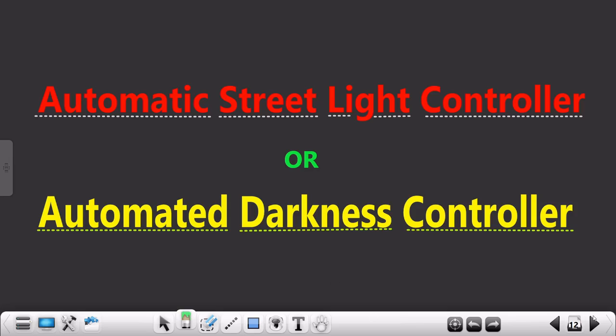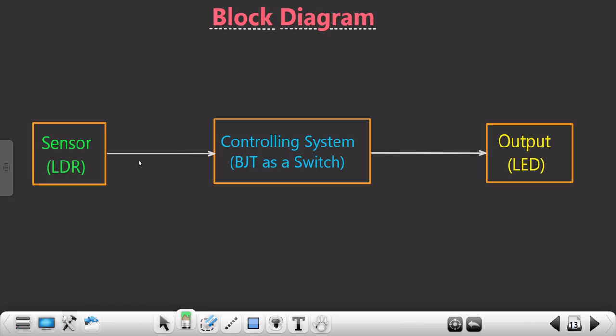So moving further, this is the block diagram of our project, that is a sensor, that is LDR sensor, then controlling system, that is a BJT which we are going to use as a switch, and then output which is seen in the form of LED.